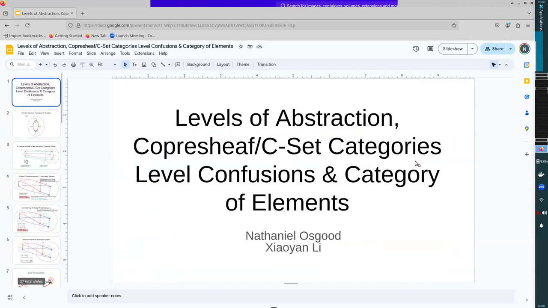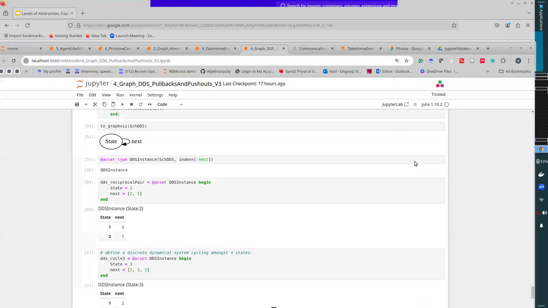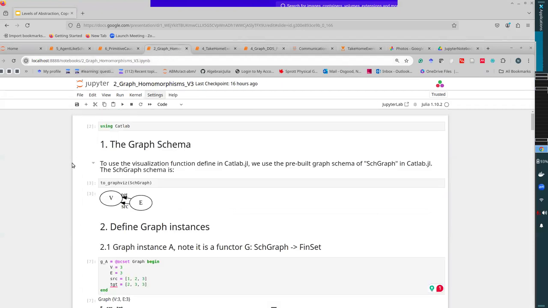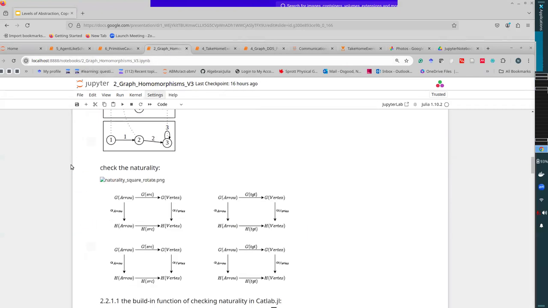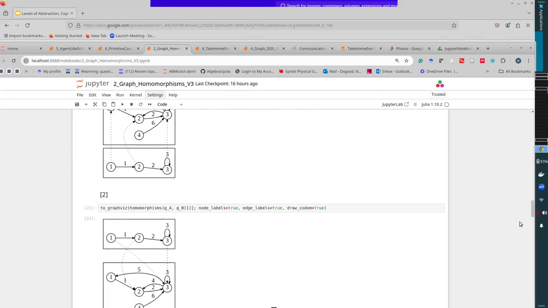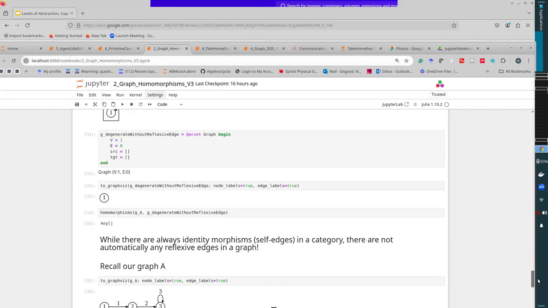Having done that, we then reasoned about homomorphisms between them, right? Now, this is getting closer to what I want to focus on today, but graph homomorphisms, we learned to think of them as characterizing mappings from one graph to another, right?